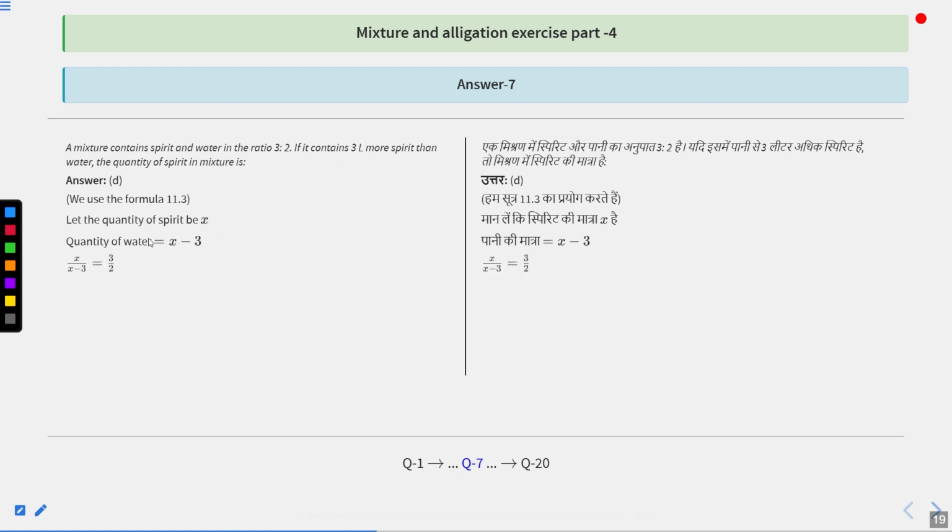Clear? So now according to the question, the ratio of spirit and water, x upon x minus 3, is 3 by 2. Clear? Because it contains 3 liter more spirit than water. So we let spirit be x, quantity of water x minus 3. So the ratio will become x upon x minus 3 equals 3 by 2. We can easily calculate the value of x, which is 9 liter. So D is the correct answer.